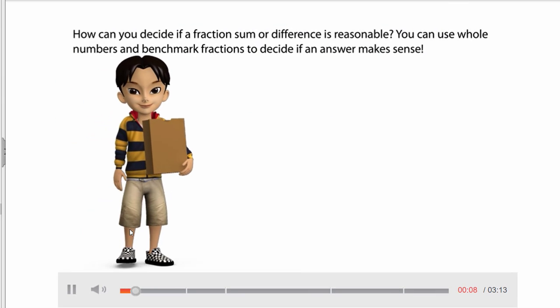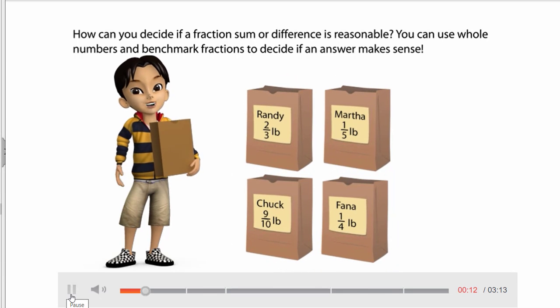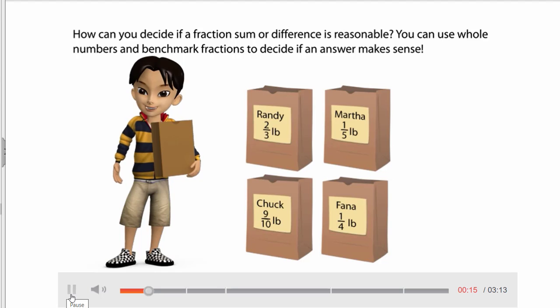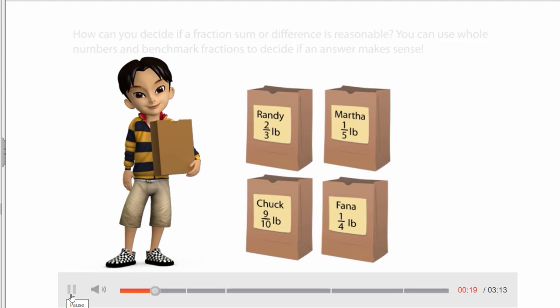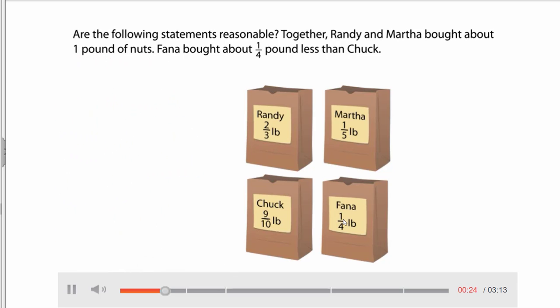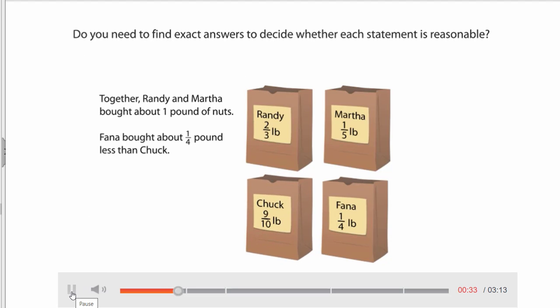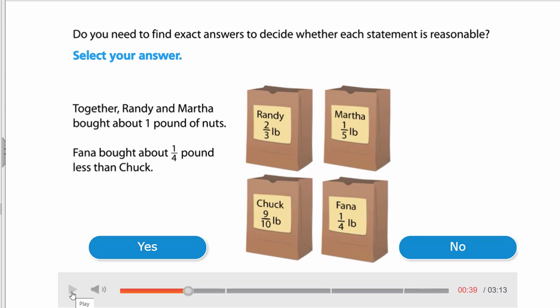How can you decide if a fraction sum or difference is reasonable? You can use whole numbers and benchmark fractions to decide if an answer makes sense. Are the following statements reasonable? Together, Randy and Martha bought about 1 pound of nuts. Fana bought about 1/4 pound less than Chuck. Do you need to find exact answers to decide whether each statement is reasonable? Select your answer.